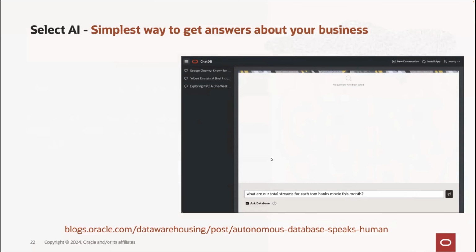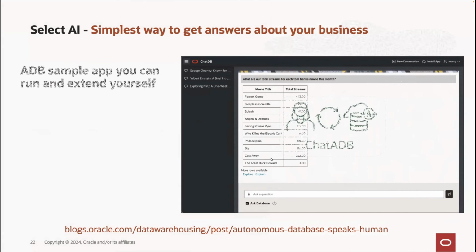Okay, so this is an example. We created this Chat ADB, which, if you go to this blog here, you can learn all about it. You can basically reproduce it and run it by yourself. It is using a sample application called MovieStream, which is kind of like a Netflix, where you have movies, the number of times that people have streamed a specific movie, the actors, directors, etc. So we're using this as the underlying database to show you the Select AI feature.